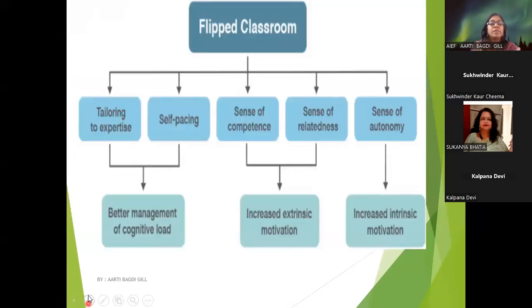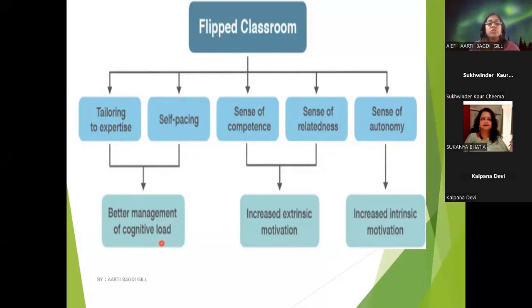Interesting. Now here I can see a flow chart where I can see, in a flipped classroom, I have certain attributes which I can see here. You can read it by yourself as well. There are certain attributes which are written on the top. The main thing is that when I'm tailoring to expertise and self-pacing, I am going for better management of cognitive load, right? Cognitive skills are really required in the classroom.